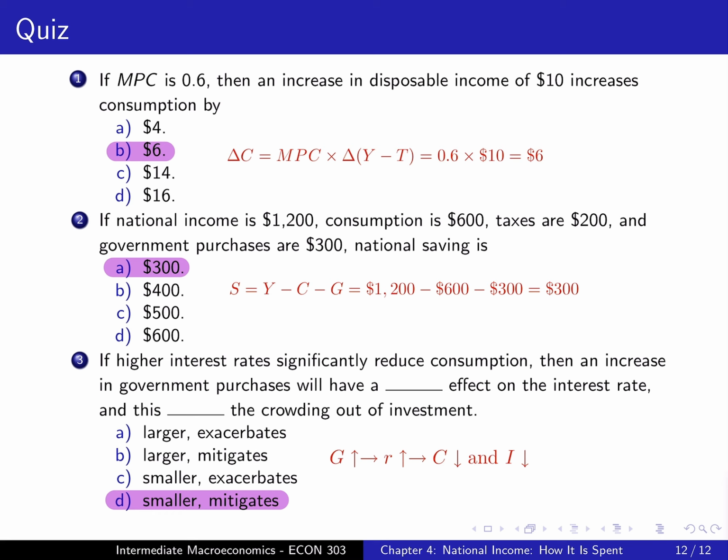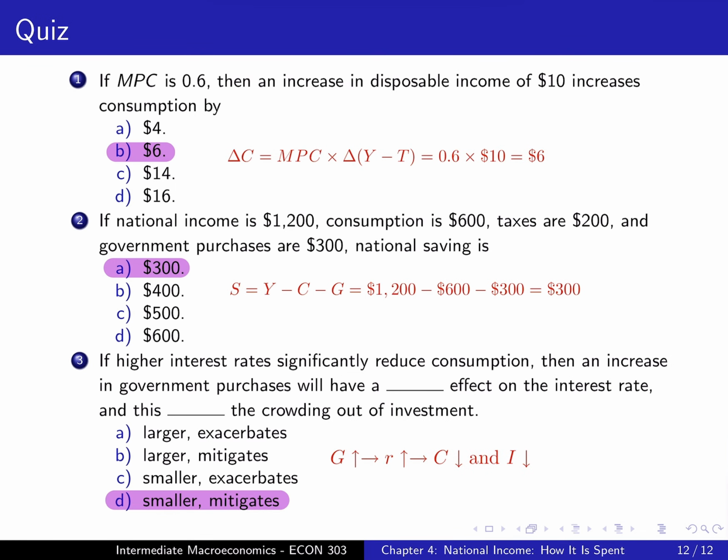Question number 2. If national income is $1,200, consumption is $600, taxes are $200, and government purchases are $300, what is the level of national saving? National saving is given by S equals Y minus C minus G. You can plug in the numbers: S equals $1,200 minus $600 minus $300 equals $300. The answer is A, $300.